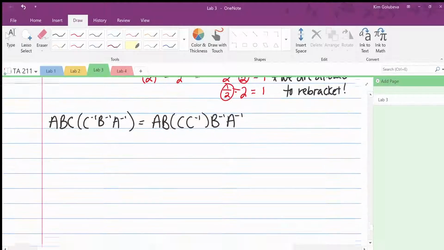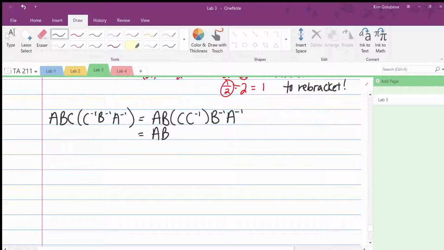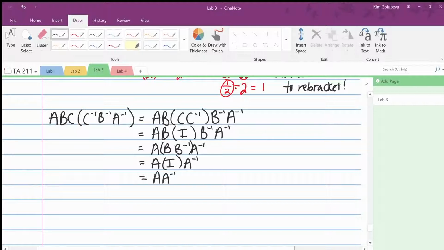A inverse. Then C times C inverse is just the identity. So we can just write it like this. And then we have B and B inverse in the same brackets, so we just end up again with the identity, which just equals this. And A inverse times A, as we know, just equals the identity. So we end up with this equaling the identity, this equaling the identity, and this equaling the identity. So in fact, in this case, this is true.